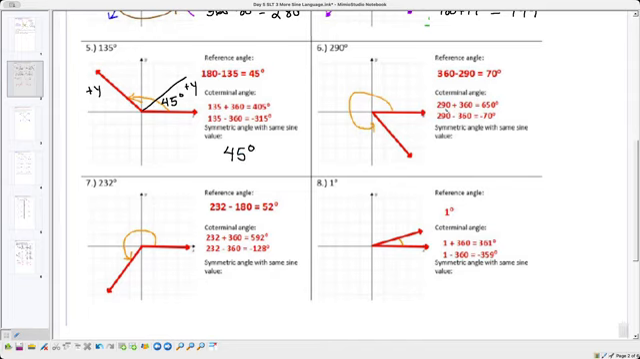Number 6, 290, is in the fourth quadrant, and it has a reference angle of 70 degrees. Now, this has a negative y value, so I'm going to jump to the third quadrant where there's also a negative y value. Put 70 degrees here. Now it's going to be 180 plus 70, and we will have 250. Those angles will have the same sine value.